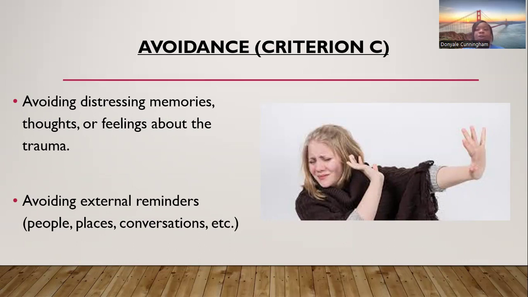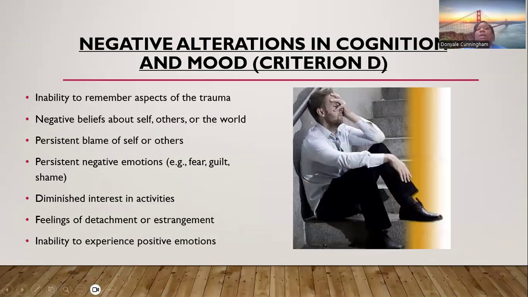Efforts to avoid external reminders of the trauma. This can look like residents avoiding places, people, certain conversations, activities, objects, or situations that are associated with that traumatic event. So, for example, someone who experienced a car accident may avoid riding or driving in a car altogether. And so the next one is criterion D, which is the negative alterations in cognition and mood.